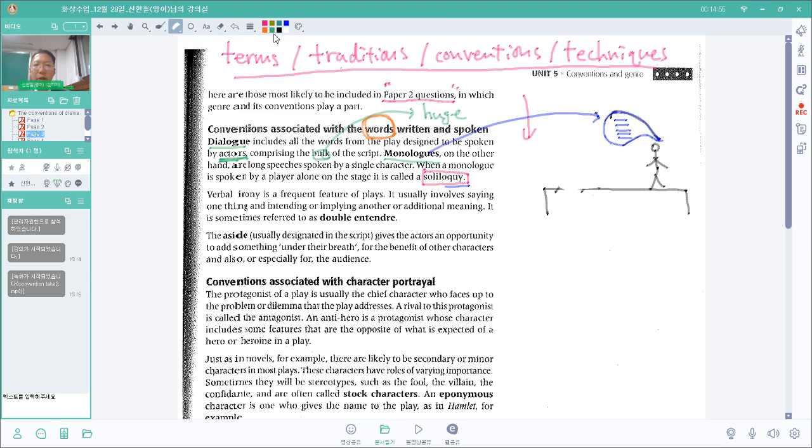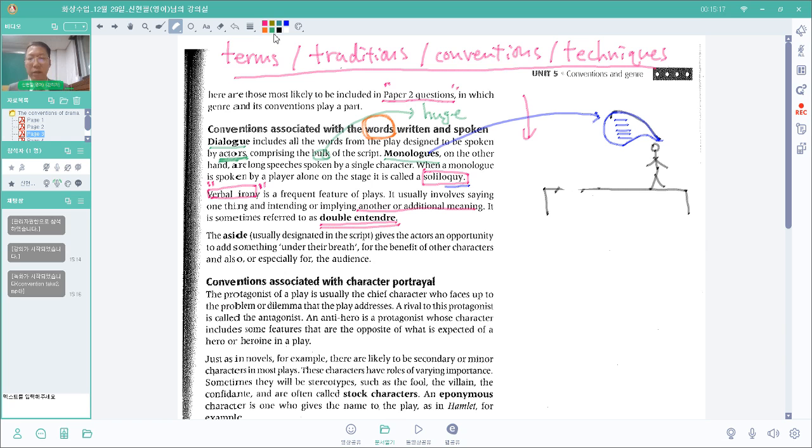And verbal irony is a frequent feature of the play. It usually involves saying one thing and implying another or additional meaning. So saying one thing and implying another additional meaning is verbal irony, and it is sometimes called a double entendre.